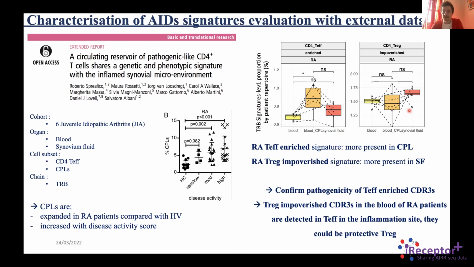The second point is our EMPO-rich Treg signature is significantly more found in the synovial fluid, in the effector T cell in the synovial fluid. So our Tregs, EMPO-rich CD3 that compose our signature in the blood of our rheumatoid arthritis patients are detected in the effector T cells at the inflammation site. So these EMPO-rich Tregs could be protective Tregs that are EMPO-rich in the patient.